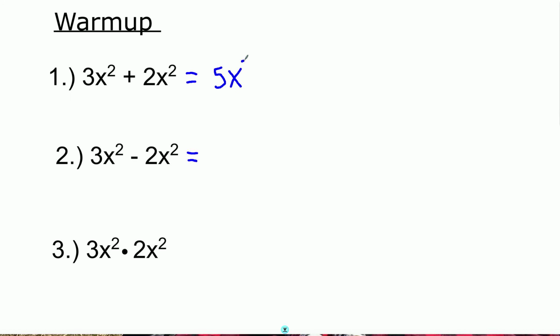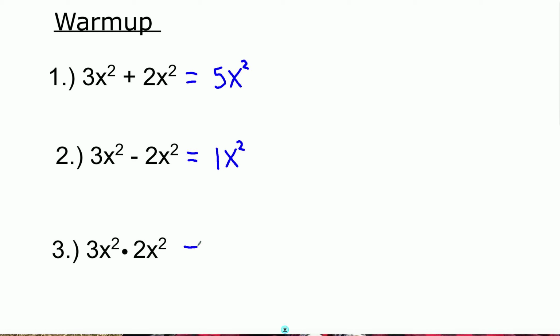Notice when we're combining like terms, which we've been doing a lot, the exponent doesn't change, it remains at 2. When we're subtracting, again, that is combining like terms, so I have 3 minus 2, which would be 1x squared. And again, just like always, the exponent does not change, it remains 2.